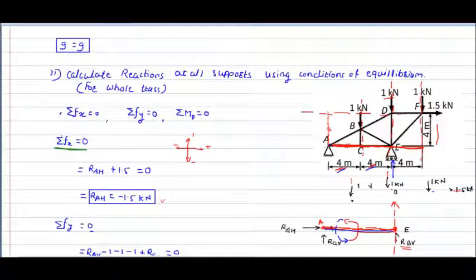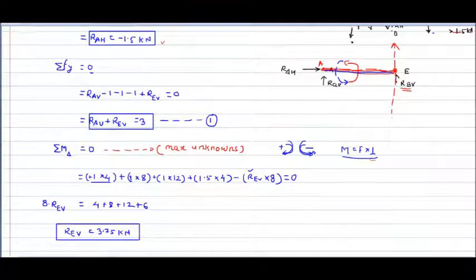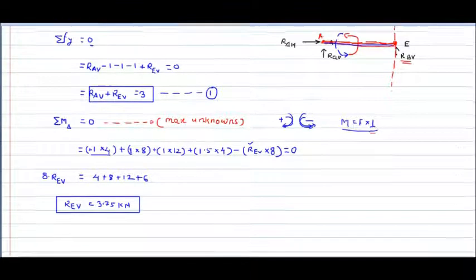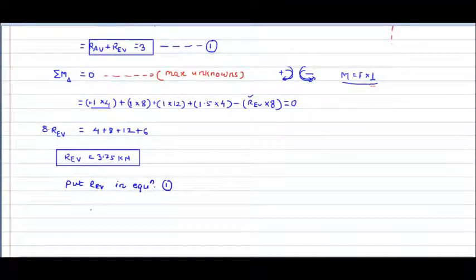We applied summation f of x, summation f of y, and moment about any point equal to 0. In that we also got RAH, RAV (RA vertical) and REV (RE vertical). So once again we can simply put this value of REV in equation 2, and REV in equation 1, so we get RAV plus REV equal to 3. We have just calculated REV.